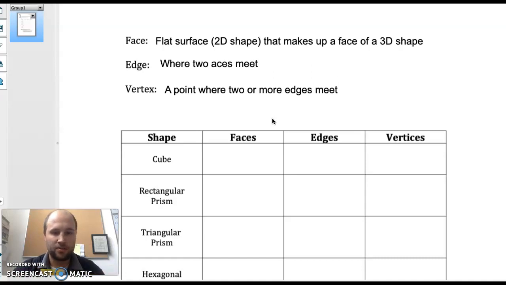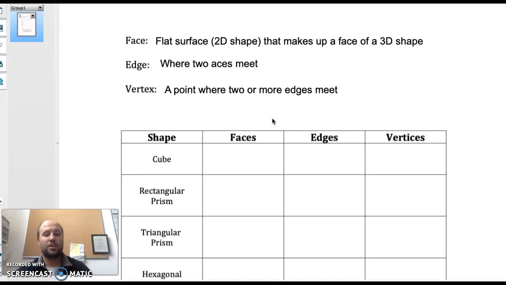So a face, I'll use our cube here. A face is this flat 2D shape. It's just a flat face, is what they call it, that makes up this cube. This cube has two here, and two here. So we've got 1, 2, 3, 4, 5, 6 faces that make up a cube. Faces are easy. Just remember they're any of the flat sides. It's kind of the way I look at it.